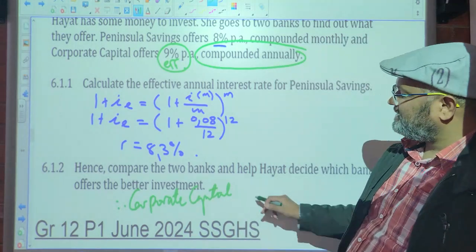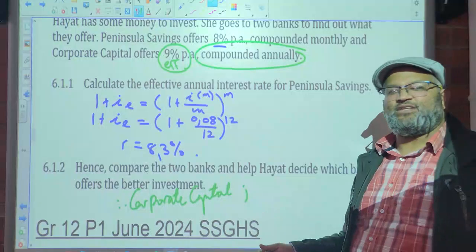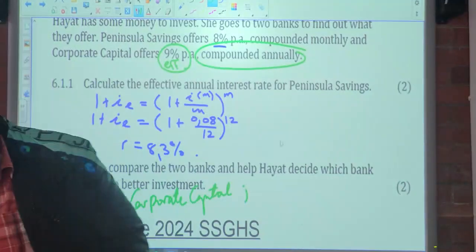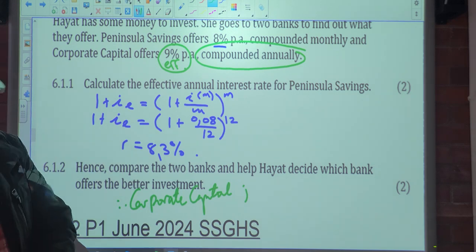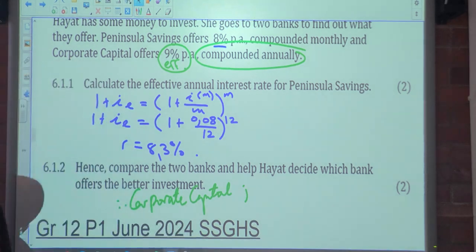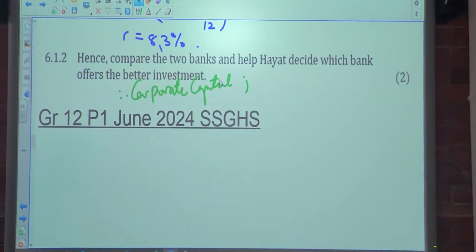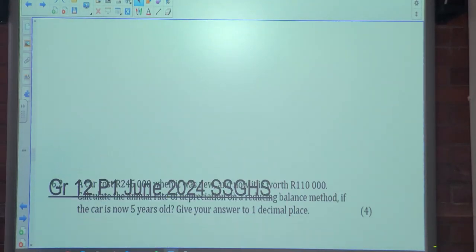Corporate capital, why? Because it has a better effective interest rate. Okay. What's wrong? Did I mark you wrong? Yes. Okay. Then I'm checking now. You're talking so much, I have to check the memo. Alright. Next time when you have a lot of money, come to me, I can help you out. Okay.